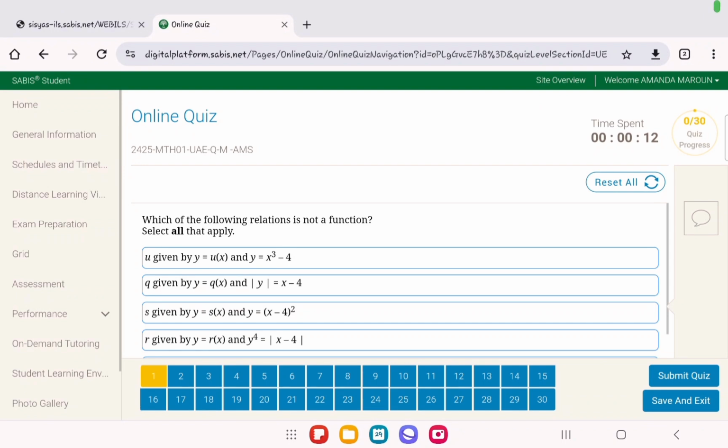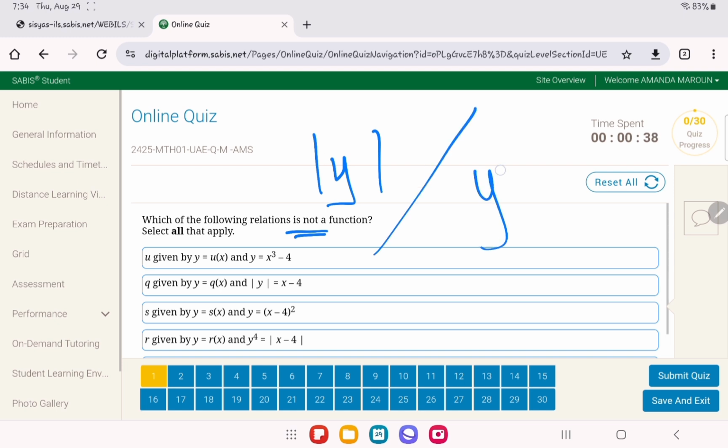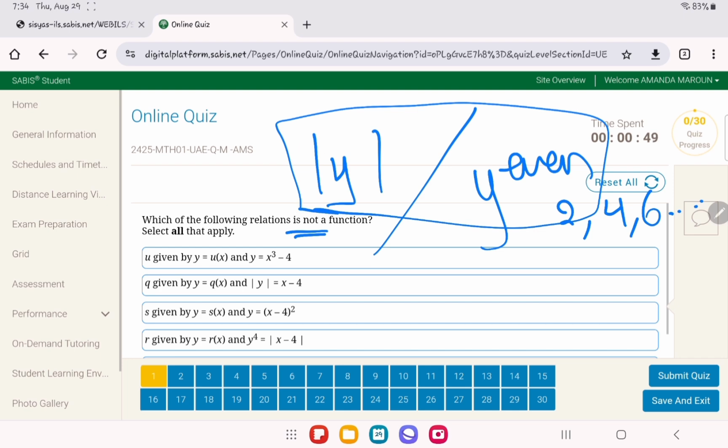So today I'll be explaining the Math AMS quiz of Term 1, Week 2. So, which of the following relations is not a function? Now, whenever we have them in the form of an equation, a quick trick to know if it's not a function is that it has to have either an absolute value or an even exponent, even as in 2, 4, 6, etc. Okay? So we already know that these are the two conditions.